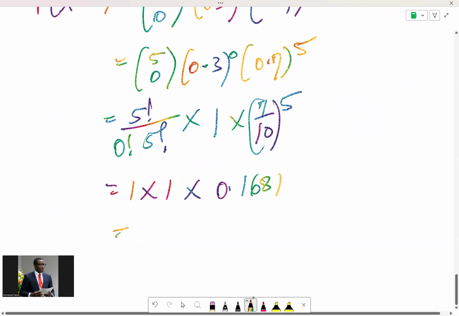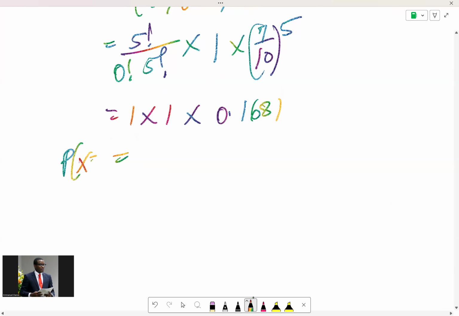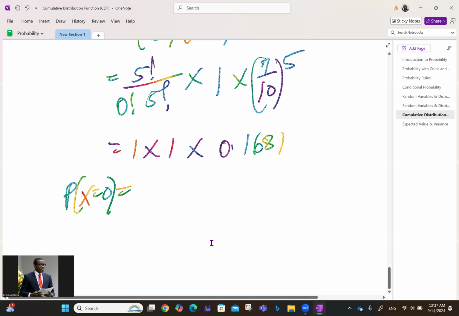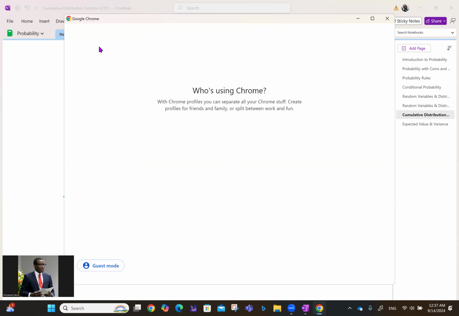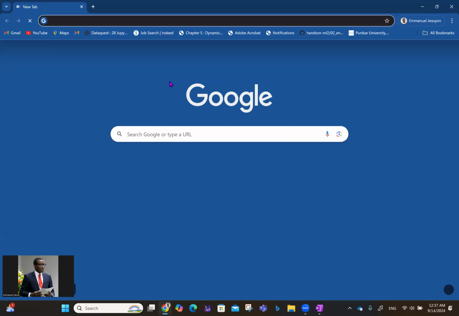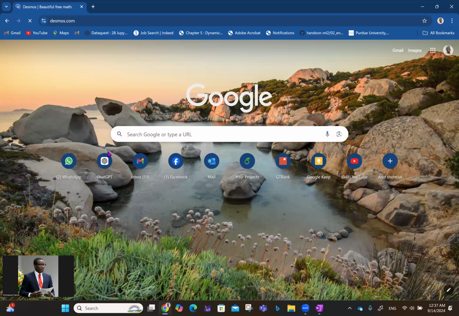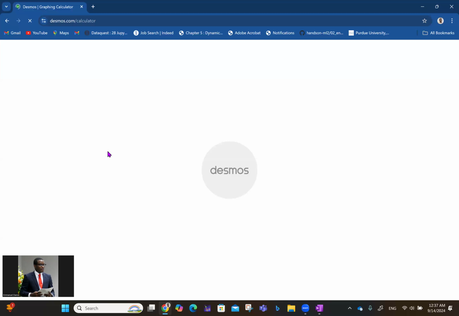So overall, the probability that x is equal to 0 is simply... Okay, let me use Desmos so we can be sure of what we are doing. Let me go to Desmos to do these calculations. Okay, graphing calculator, so we can do our calculations right there.